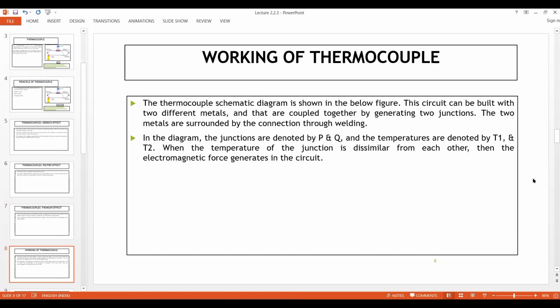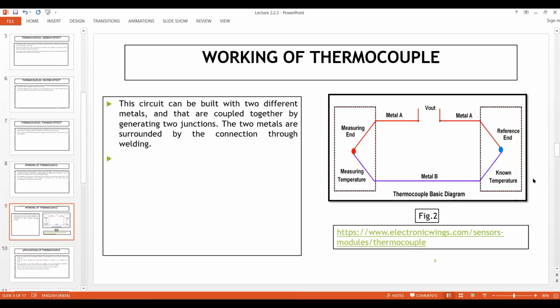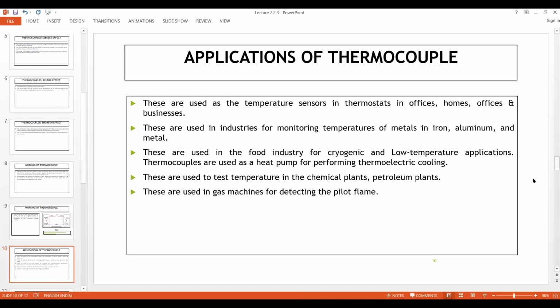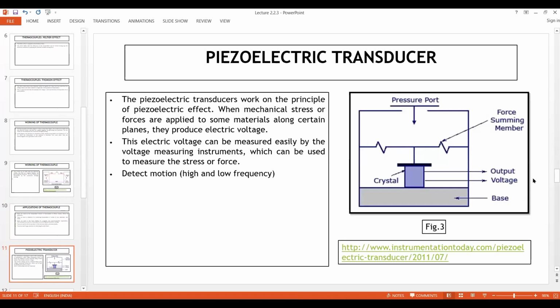Thermocouple schematic diagram: we know very well two different materials, I already showed you. T1 and T2 are connected over there, and we can see one is the measuring temperature, one is the known temperature, and we can easily calculate it. This is the working of a thermocouple, right? Where can we use a thermocouple? In thermostats in offices and homes, cryogenic and low temperature applications, and they are also used in gas machines for sensing the pilot flame.